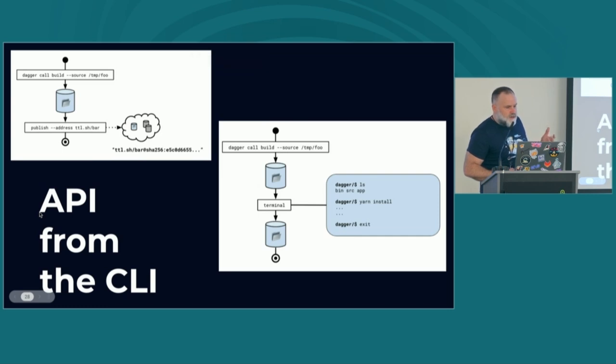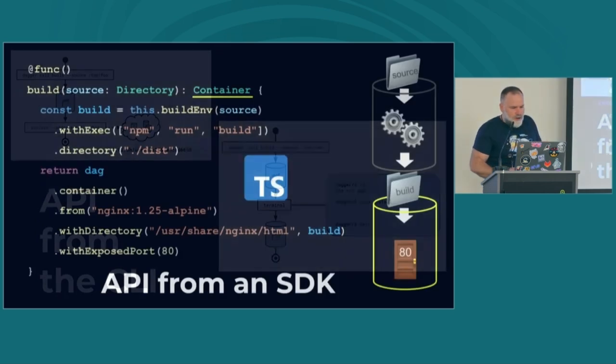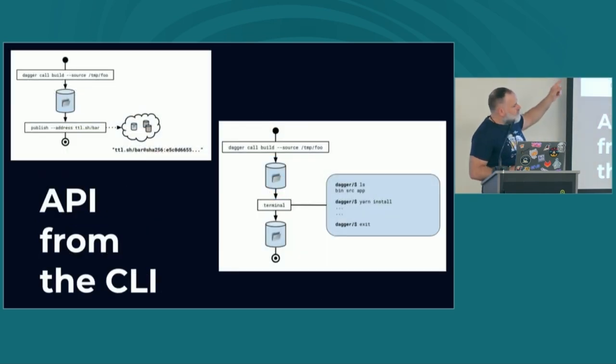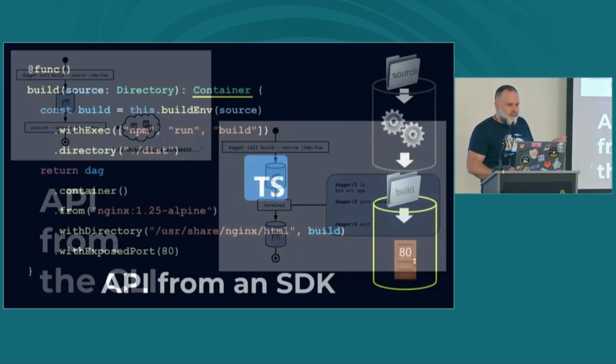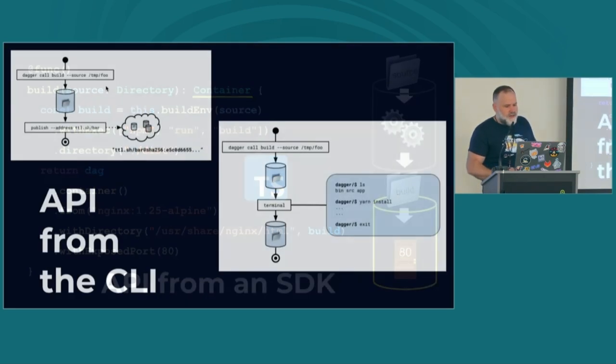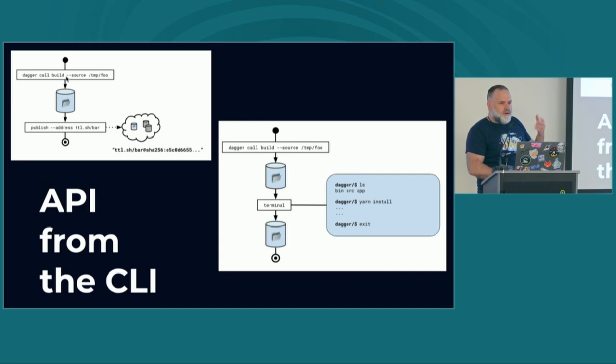Okay, cool. So the other thing you could do is call these same API calls from the CLI as well. And this is actually how you have the entry point into your pipeline. So you saw we had this function called build. Then I can call it from the command line with dagger call build. And then I can feed in that source parameter right on the command line. That will give me a container back.